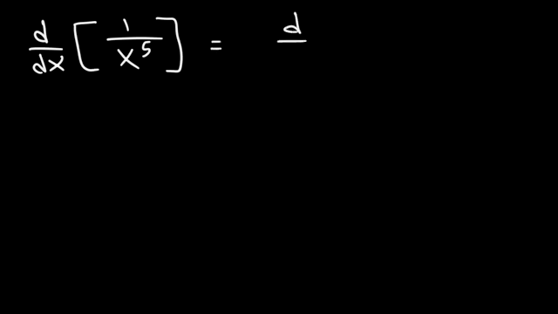Now, what about the derivative of a rational function, like this one? What is the derivative of 1 divided by x raised to the 5th power? So once again, we need to rewrite it before we could use the power rule. So what we're going to do is we're going to take the x variable and move it to the top. And as you do so, the exponent will change sign. It's going to flip from positive 5 to negative 5.